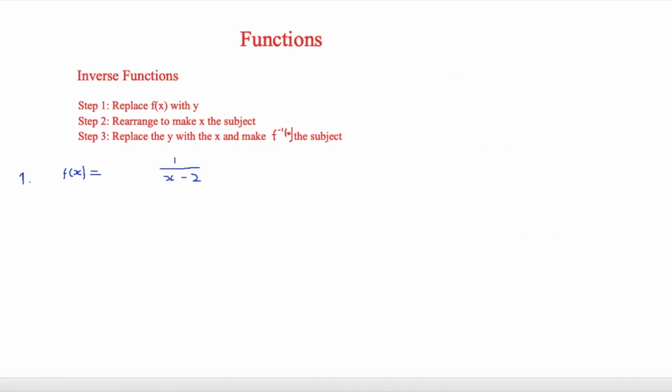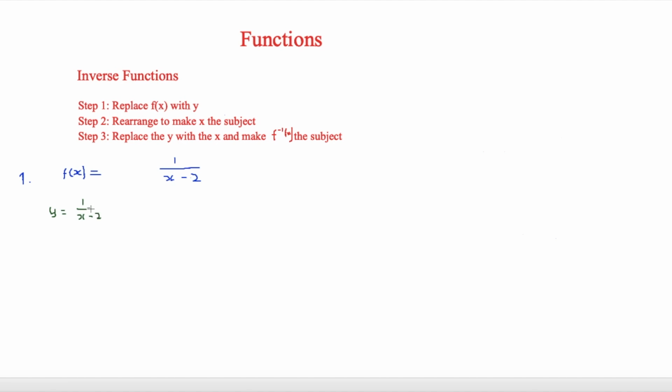So the next area to look at in functions is inverse functions. And there are 3 steps that you can follow when converting a function into an inverse function. And then we will do this for this question we have here. And this question is f of x is equal to 1 over x minus 2. And for this, we want to find what the inverse of this function is. So first of all, we will replace f of x with y. So that means that we simply have y is equal to 1 over x minus 2.